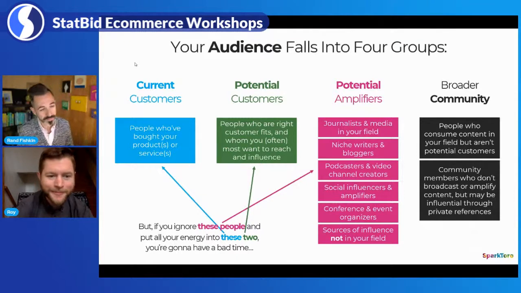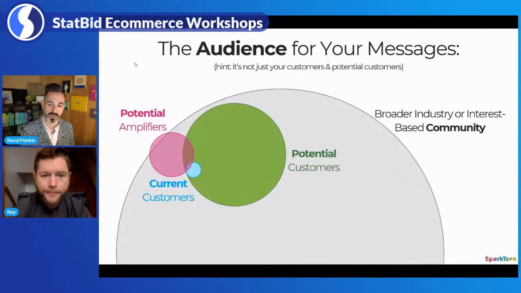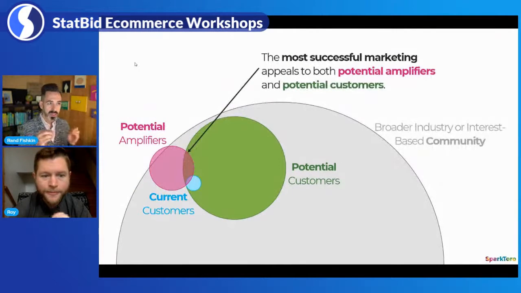So the most successful marketing that I do, if I try and Venn diagram this, the best marketing that I do appeals to both potential amplifiers, people who will make that message, that story, the product reach more people, and potential customers. So, in the case of SparkToro, Roy, you would fall into this group of pink and green overlap.